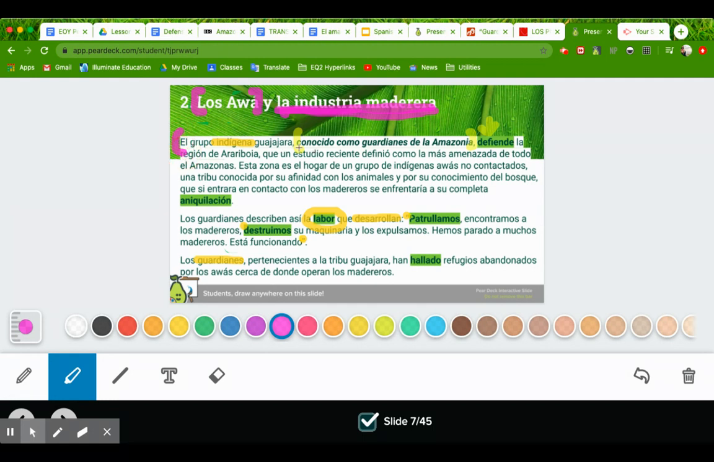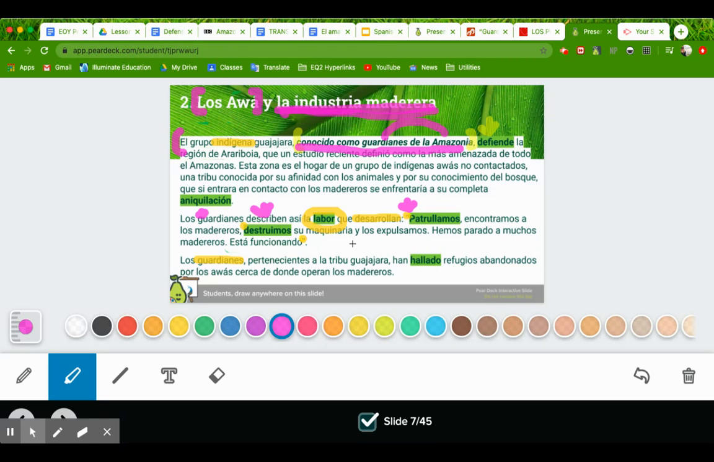So now I have conocido como los guardianes de la Amazonia, guardians of the Amazon. And then I have a quote, which is going to be very important. So the guardians describe their work. I know that describe, and I know the word guardians. So I know that now I'm talking about people who are guarding the Amazon. So this quote is going to be about how we keep this tribe that signifies the Amazons safe.